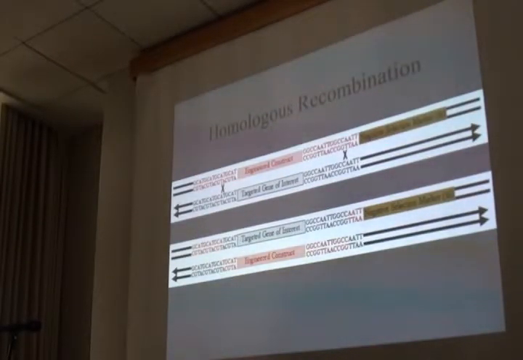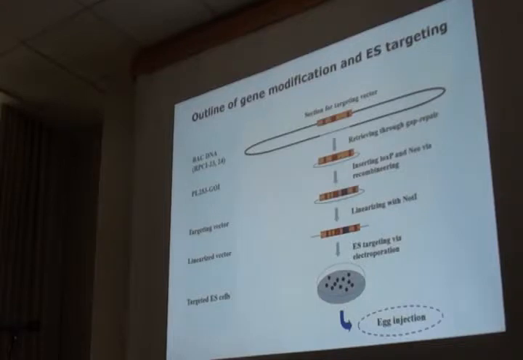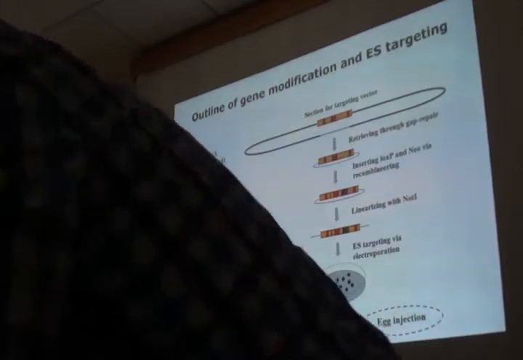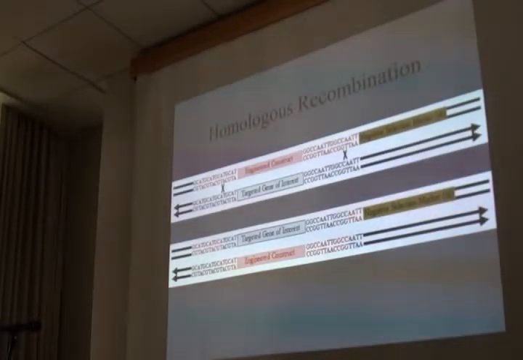So the way we make these constructs is, this is not to scale, but after we have our vector, on each end of the vector we will have about 5 kilobases of homologous DNA. So it matches exactly with the gene you're trying to knock out. So when you do that, you have homologous recombination between the two similar ends of DNA, and you have 2 selectable markers.